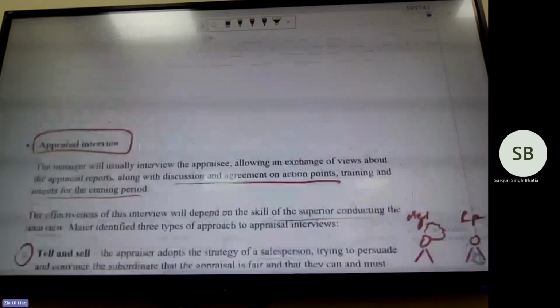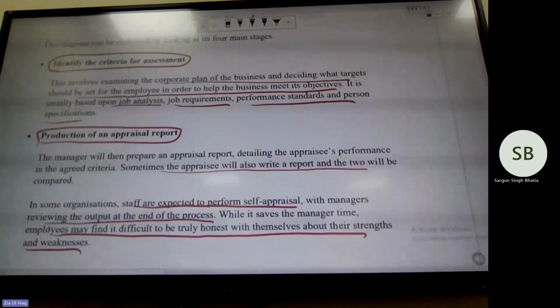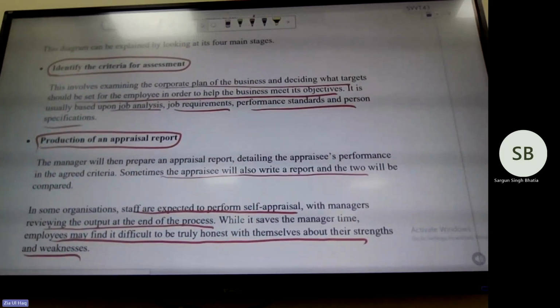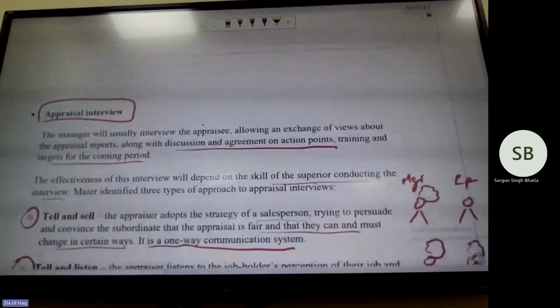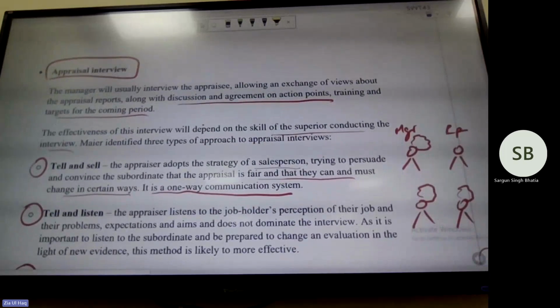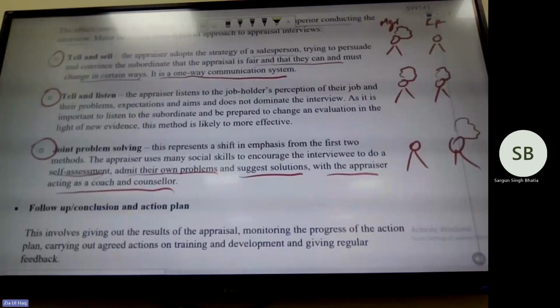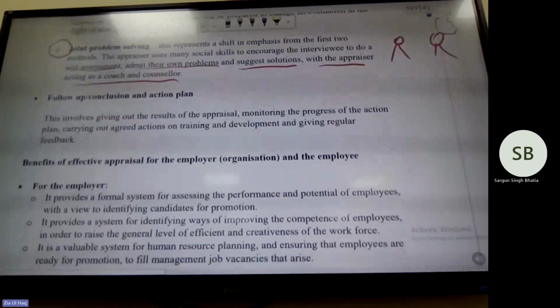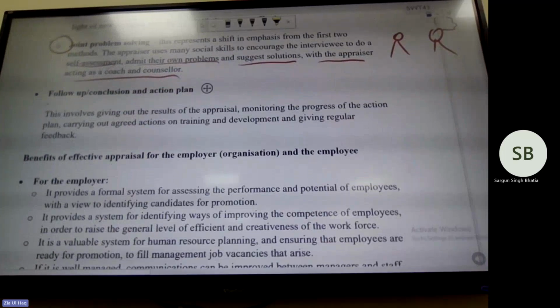So what is the process of performance appraisal? First, you need to identify the criteria. Next, you need to produce the appraisal report. And then there should be an appraisal interview, either tell and sell, tell and listen, or joint problem solving. And then there should be follow up, conclusion, and action plan.